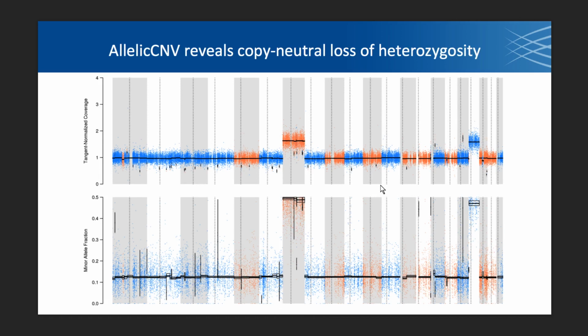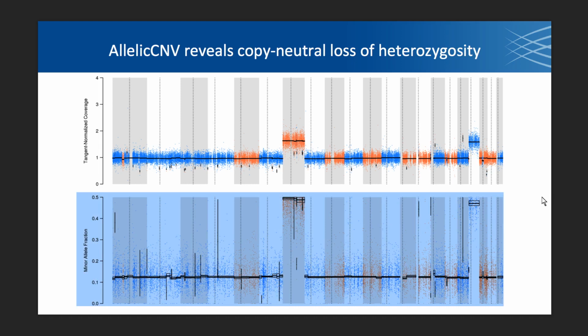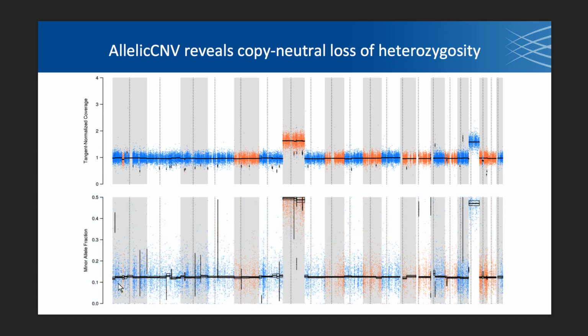So here's an interesting case. Here's segmented copy ratios, and it looks like this cell is mostly normal because the copy ratios are at 1. And that we only have like maybe 2 amplification events. It doesn't look all that aberrant. But if you look at the minor allele fraction, you see that most of the genome has lost its heterozygosity. And in fact, the 2 amplification regions are what have maintained their heterozygosity. So highly recommend augmenting your CNV analyses with ACNV because you can resolve things like this.